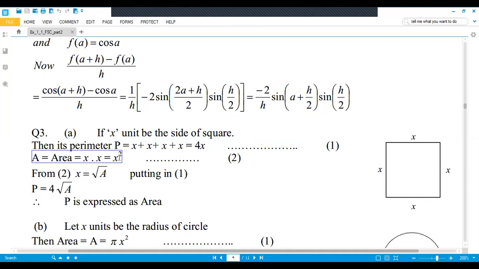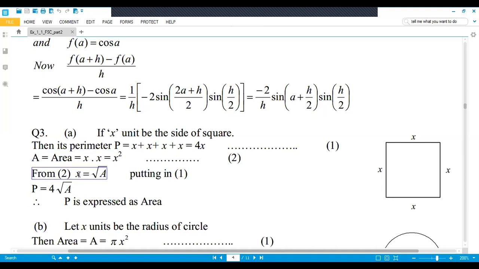If you take this equation 2, what is it? x is equal to under root a. How? a is equal to x square. When we take the square root, what do we get? If we want to find the value of x from the area of a square, you know that a is equal to x square. So when you take the under root of this, why? To find the value of x. So x will be equal to under root a.